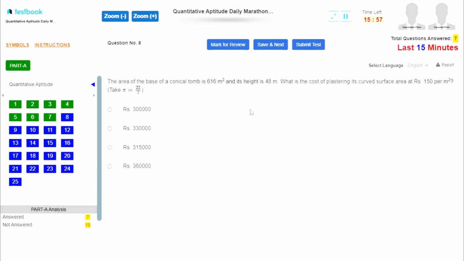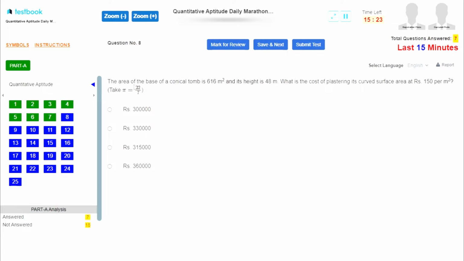The area of the base of a conical tomb is 616 meters square and its height is 48. What is the cost of plastering its curved surface area at 150? 150, multiple of 150, multiple of 150, and it is also a multiple. Option elimination will not work.